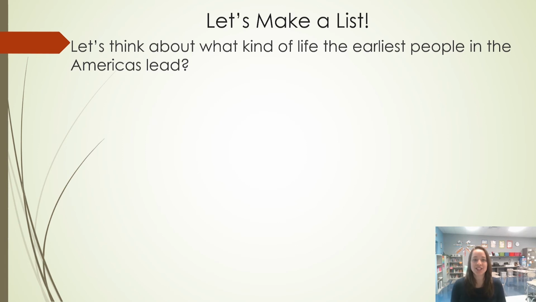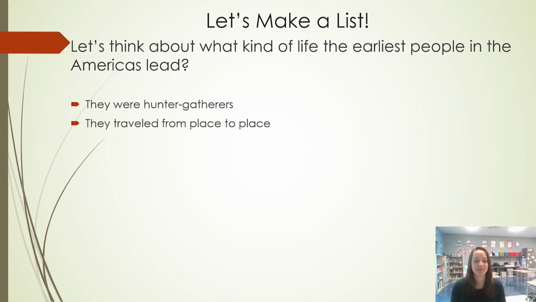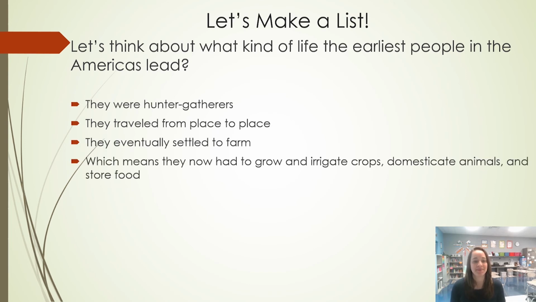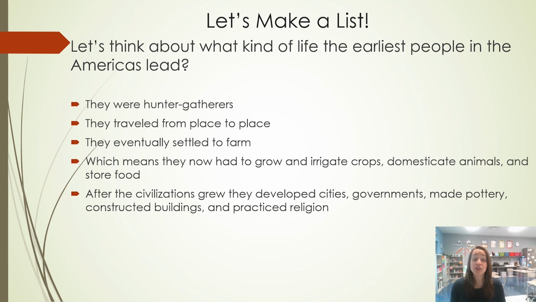Let's take a look at a list that answers this question. They were hunter-gatherers. If you don't have that on your list, go ahead and add it. They traveled from place to place. They eventually settled to farm, which means they now had to grow and irrigate crops, domesticate animals, and store food. After the civilizations grew, they developed cities, governments, made pottery, constructed buildings, and practiced religion.